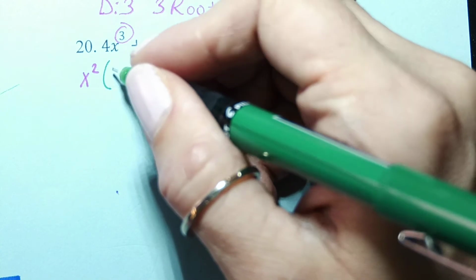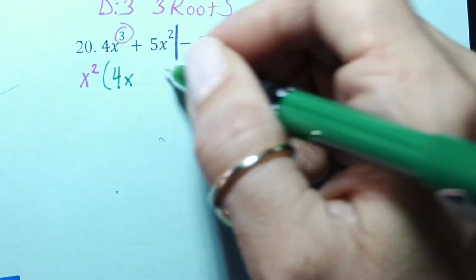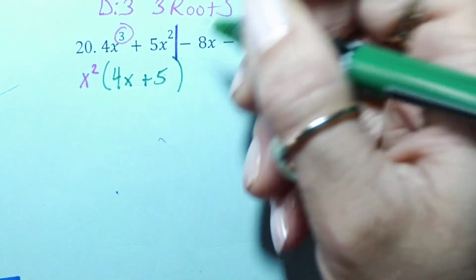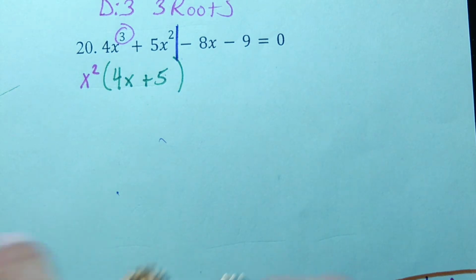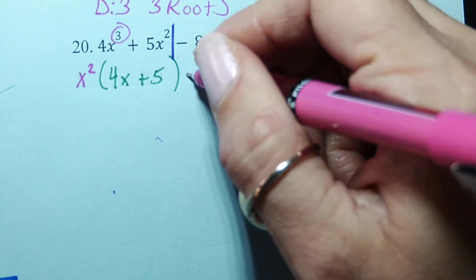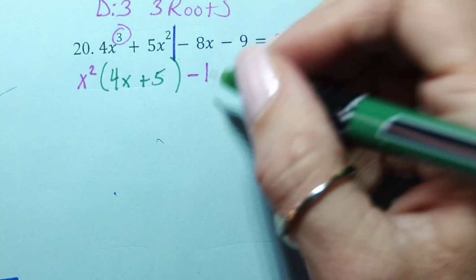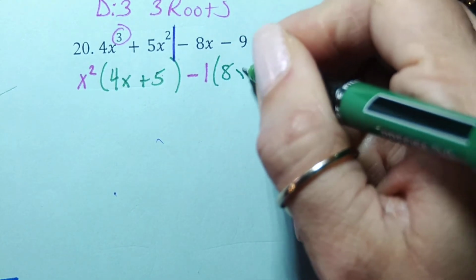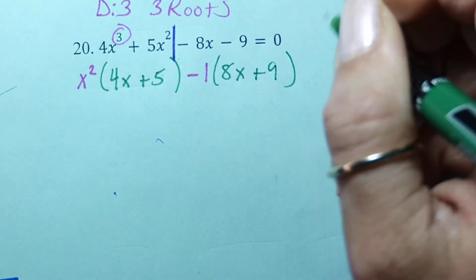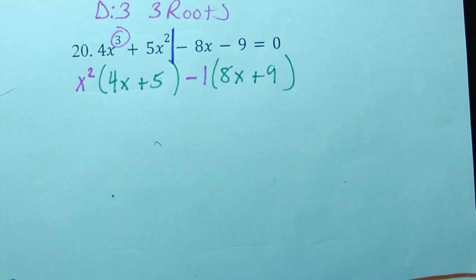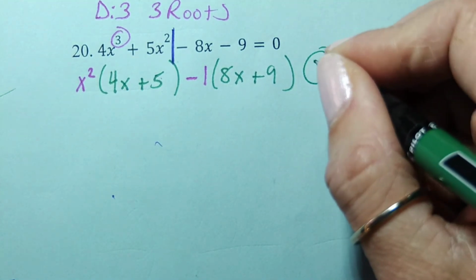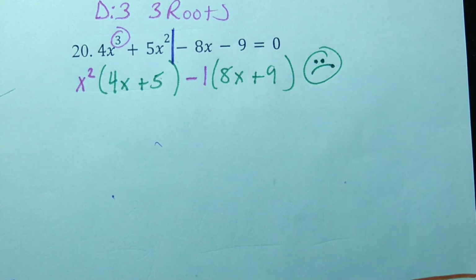And that would leave me with 4x plus 5. Now, GCF for my second group, I guess we could take out a -1, which will leave me with positive 8x plus 9. Are we going to be able to factor this using grouping? No. It's good to try, but wah, wah.